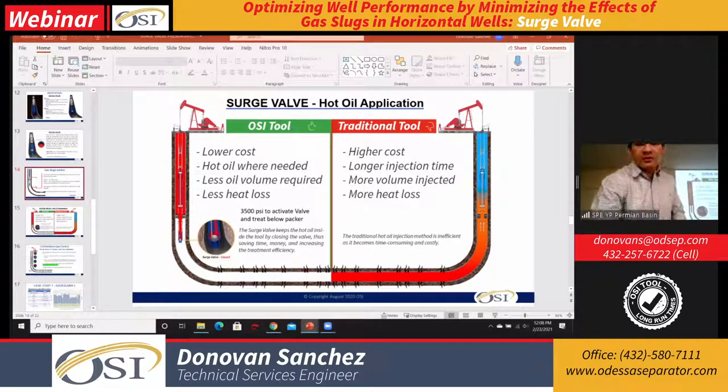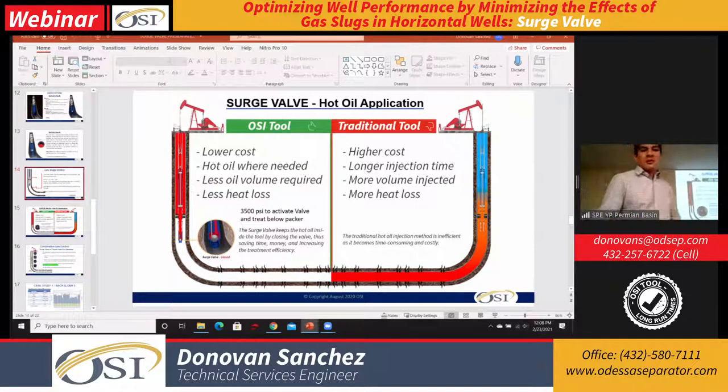That's a good question. And some companies will see a negative to that standing valve, but as you can see here, we have that pressure activated bypass system that is activated at 3,500 PSI.